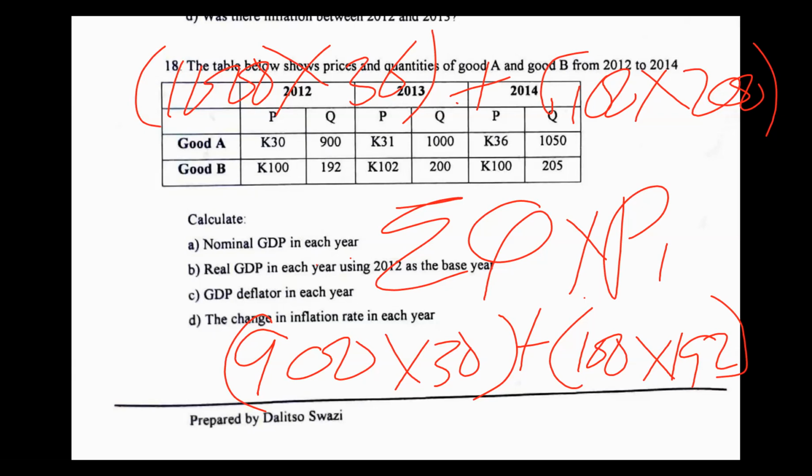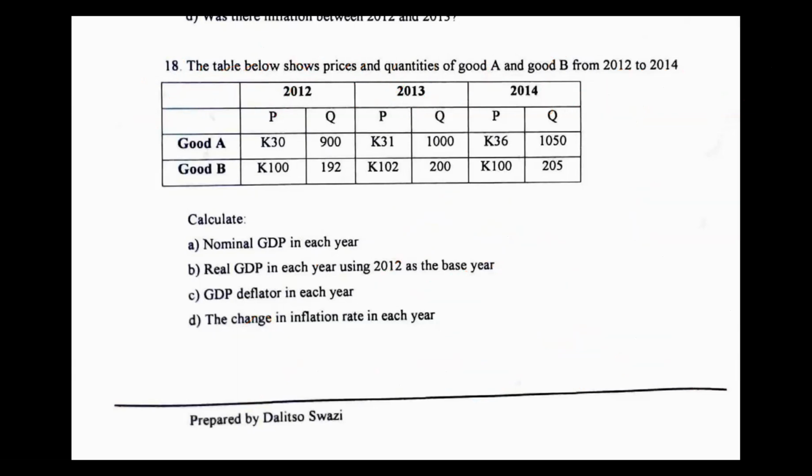Because nominal GDP, the bottom line is that you are using the prices of the what? Of the base year. Then when it comes to real GDP now, real GDP uses 2012 as a base year. It means that you'll be using the prices of 2012, right? Quantities for that year, but the prices of that year. Okay.